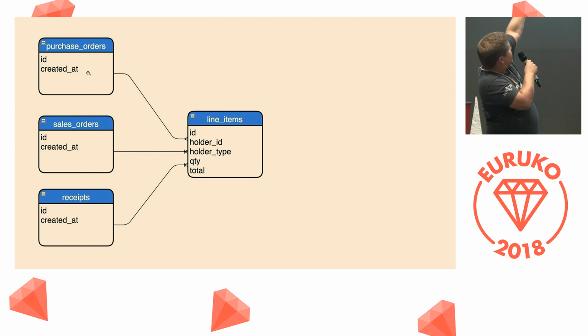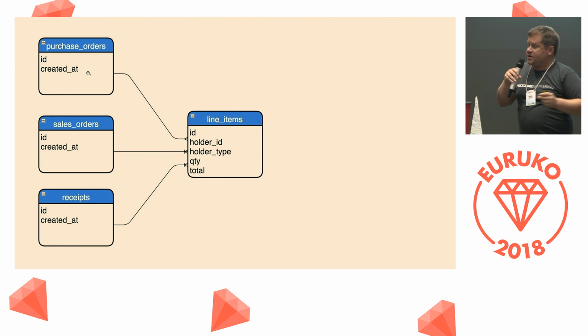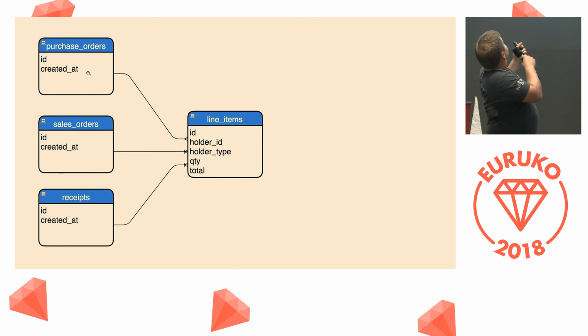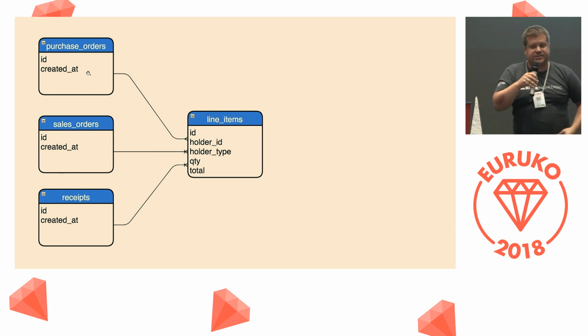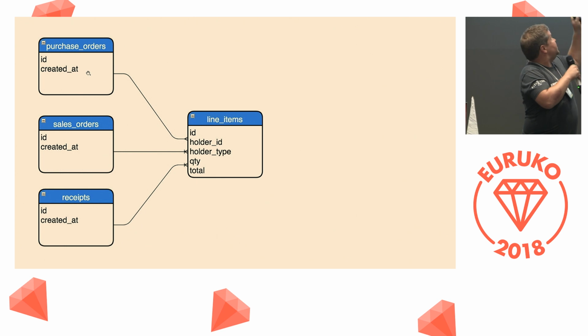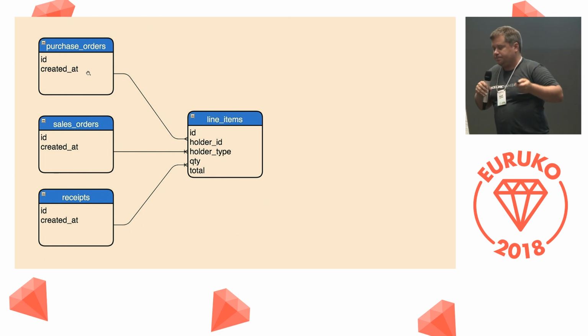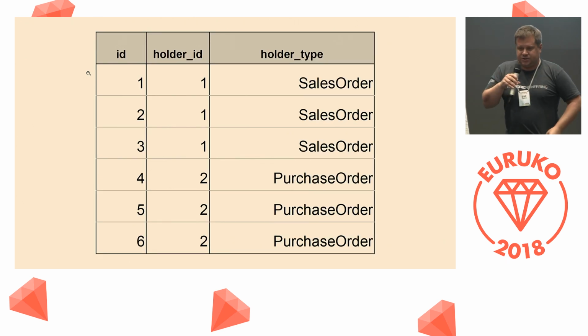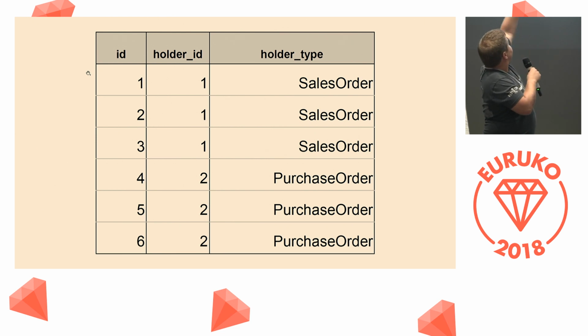That means we've got that column holder ID. That is a foreign key to any one of the IDs in one of the parents over there. And we've got a holder type. A holder type is a string, which would be either purchase orders, sales orders, or receipts. And in that way, the holder ID foreign key is a foreign key to any one of those other 3 tables, and we know which one based on the string in holder type. It looks like this when you actually look at the data. You can see that holder ID there is the foreign key, but we only know which table it belongs to because of the holder type over there.